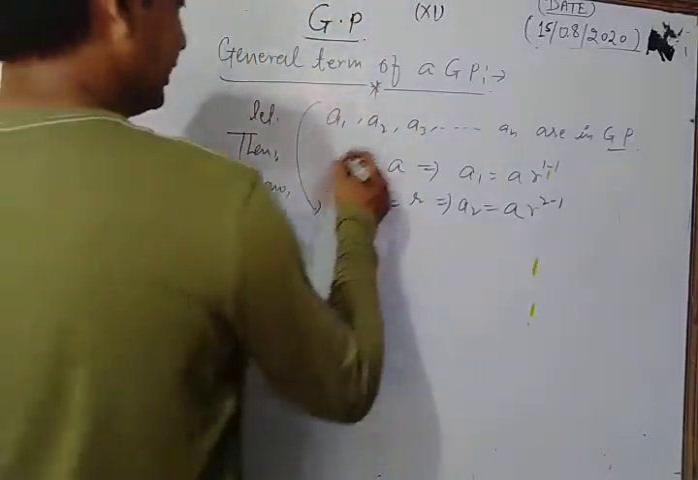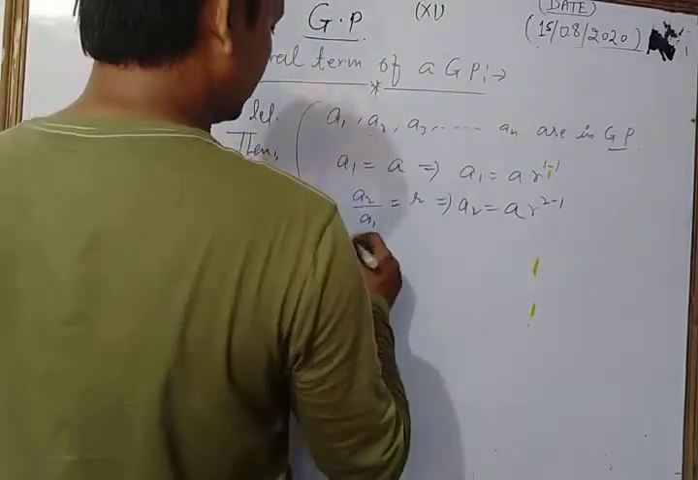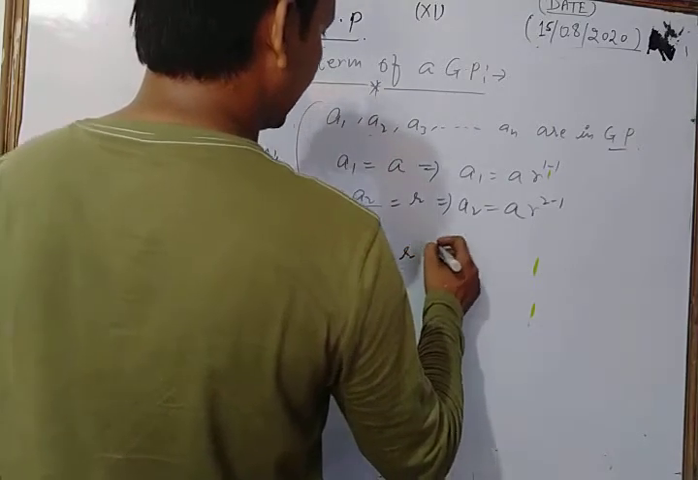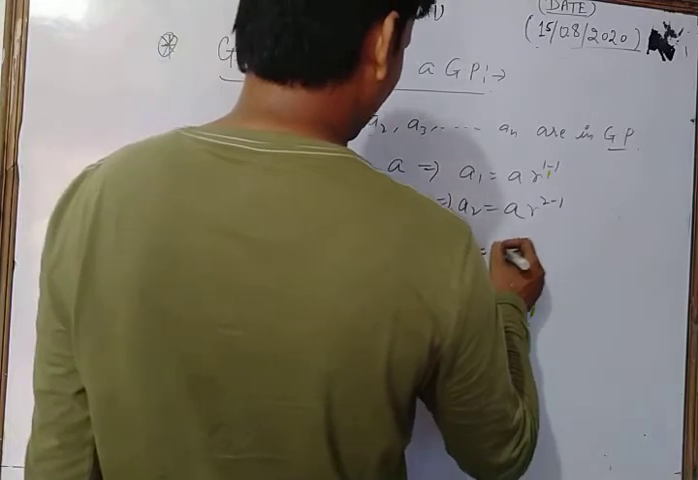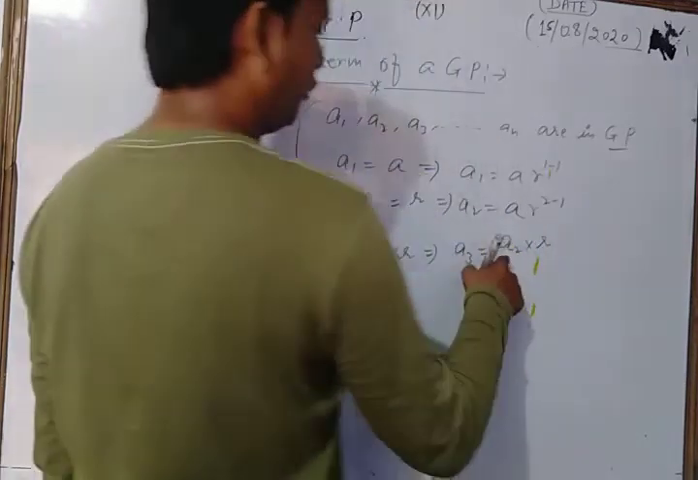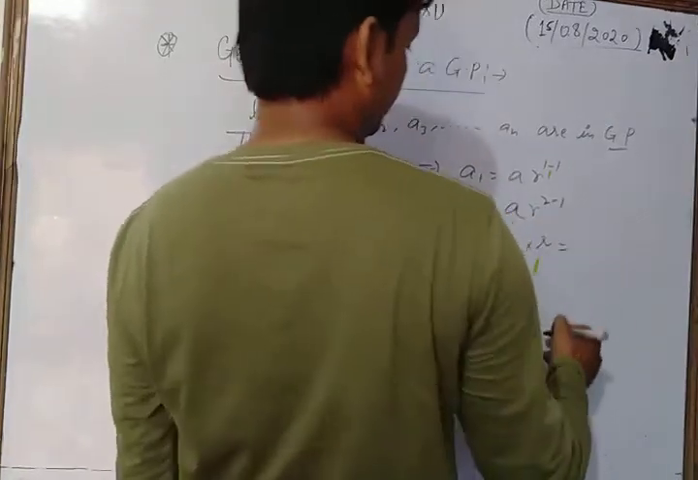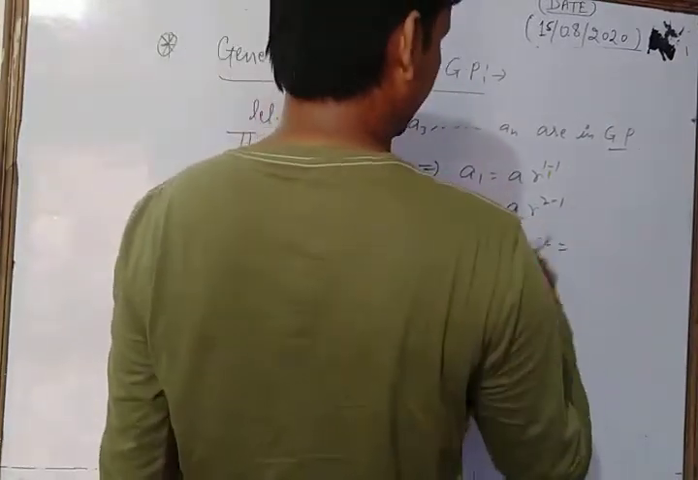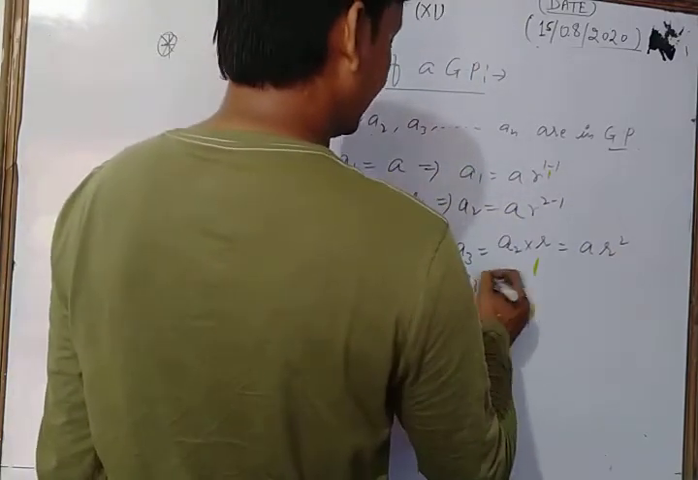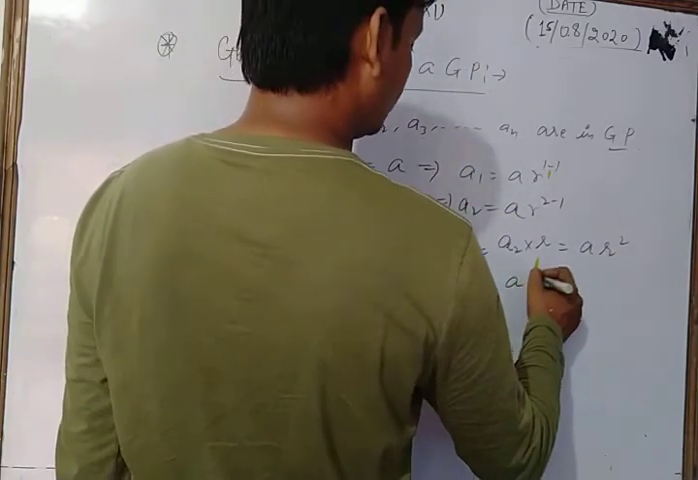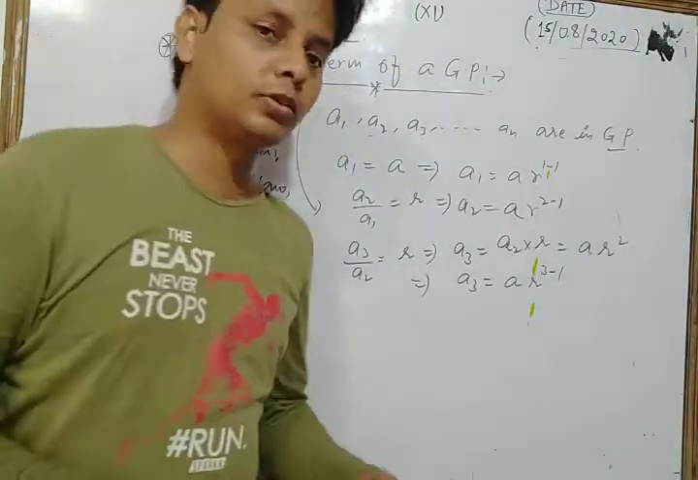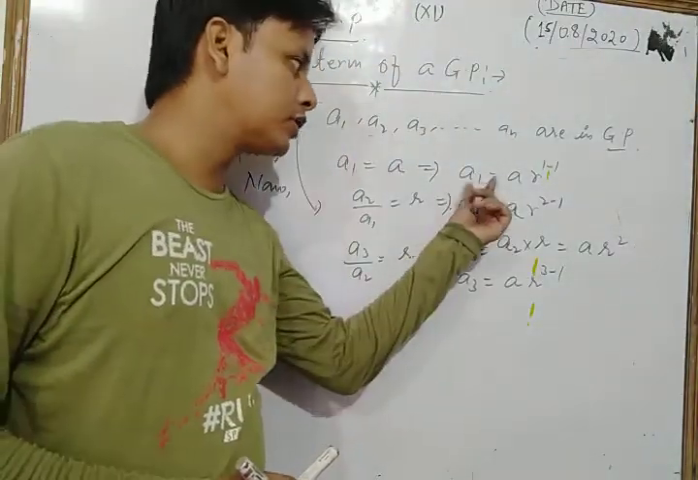Similarly, we write A3 upon A2. A3 upon A2 is equal to what? R. So we write A3 is equal to A2 into R, and the value of A2 is what? A into R. So A R square. So we write A3 as A R to the power 3 minus 1.